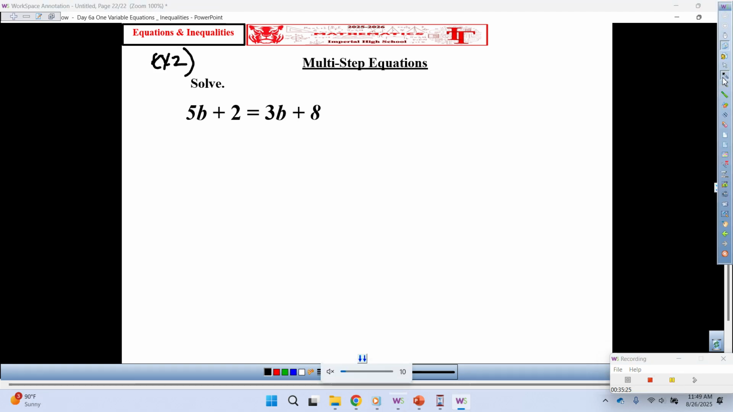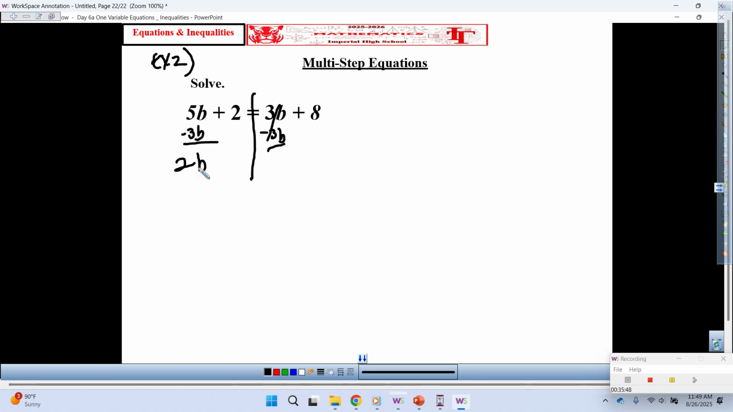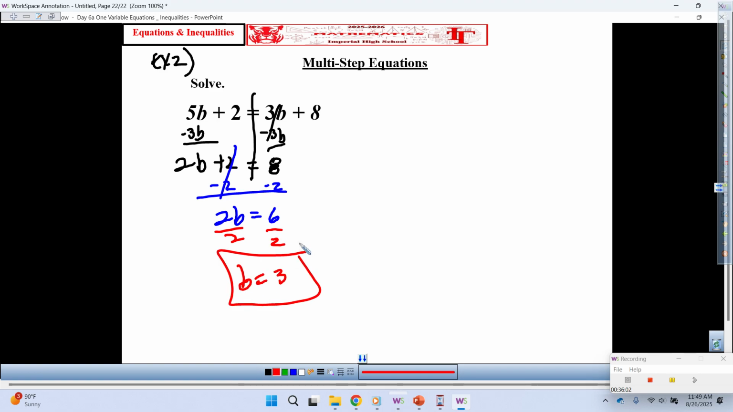All right, let's see. Who went last? Allison, pass someone. What do I do first? Subtract 3b to both sides. That leaves us with 2b plus 2 equals 8. Then subtract 2 to each side. That leaves us with 2b equals 6. And then divide by 2, so b equals 3. Have you got that?